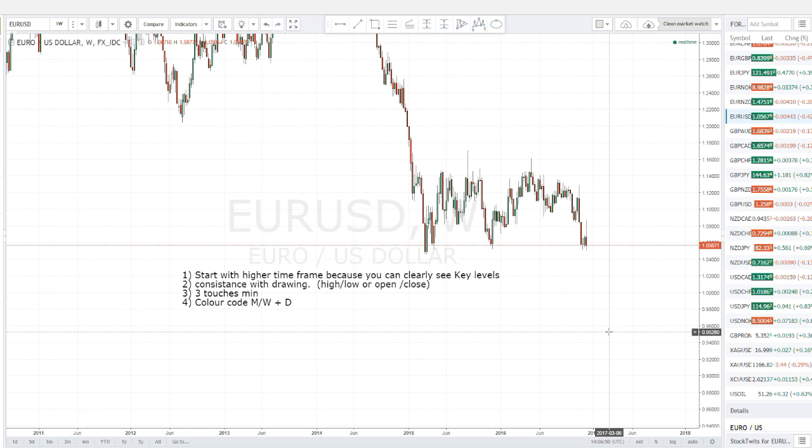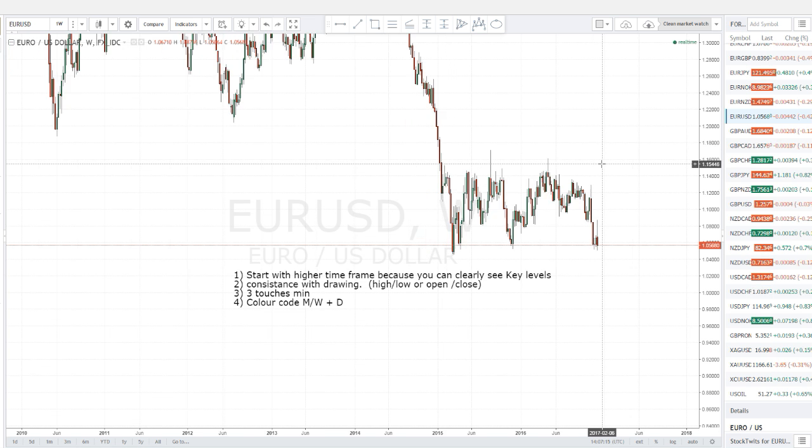Today we're going to show you 4 hot tips on how to draw horizontal lines to show key levels in the marketplace. The tips are: we want to start with the higher time frames. Weekly and monthly is great for that. We can see exactly where price moves away. We want to draw our lines consistently, either for the high or low, or the open and close price. We want 3 touches minimum to confirm the line, so you've actually got a proper level you can see has moved away. And also you want to colour code the lines. So for me, the monthly and weekly lines will be red and the daily lines will be black.